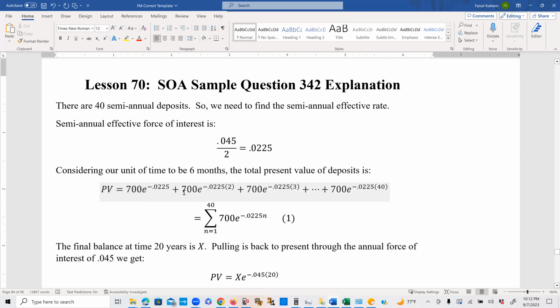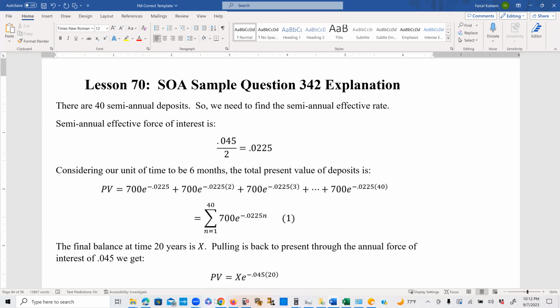Similarly, the second one, which happens in a year, will have 2 six-month periods between it and time 0. So it's brought back through e to the negative 0.0225 times 2, and so on. The last one, the 40th deposit, is brought back through e to the negative 0.0225 times 40. In summation form, everything has a 700 with it, and it's e to the minus 0.0225 n, where n goes from 1 in the first term up to 40 in the last term. So that's the present value of the deposits.